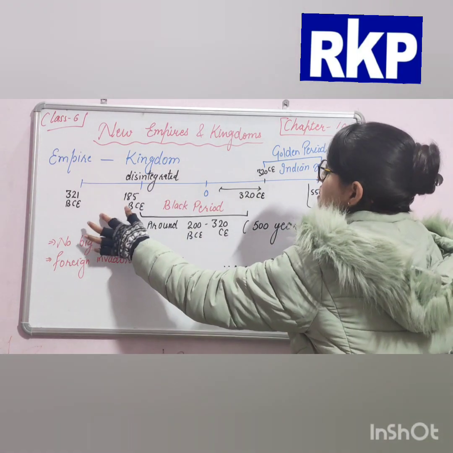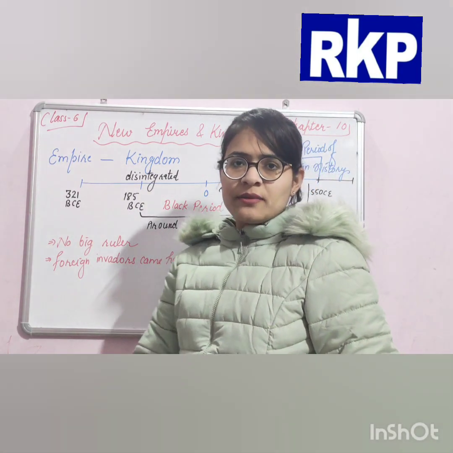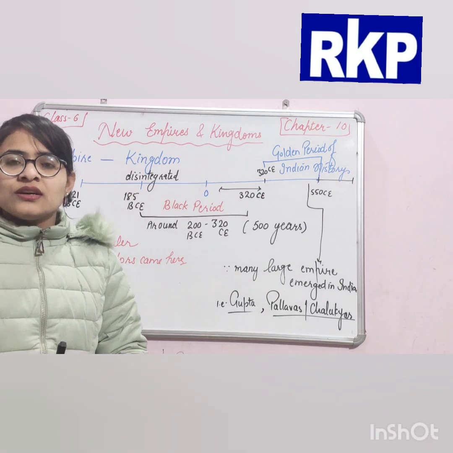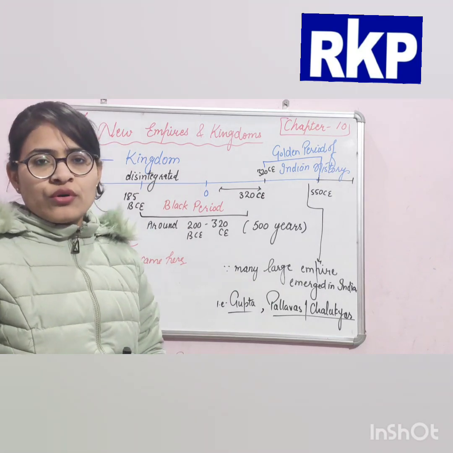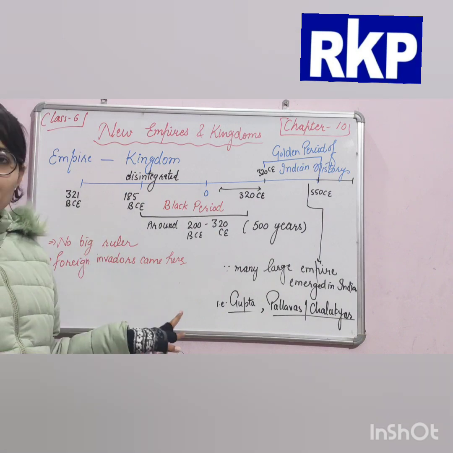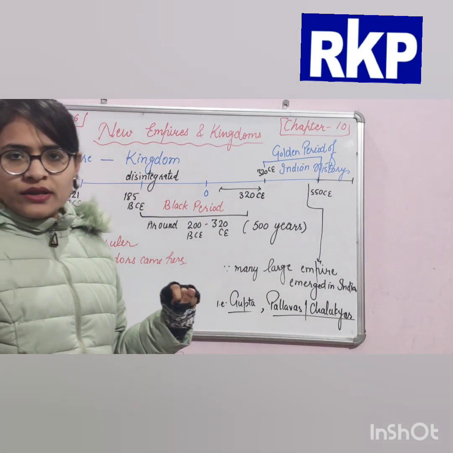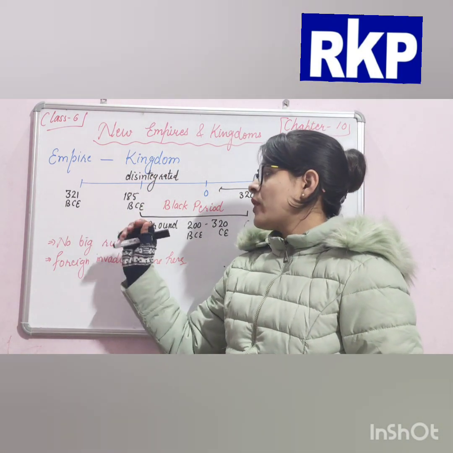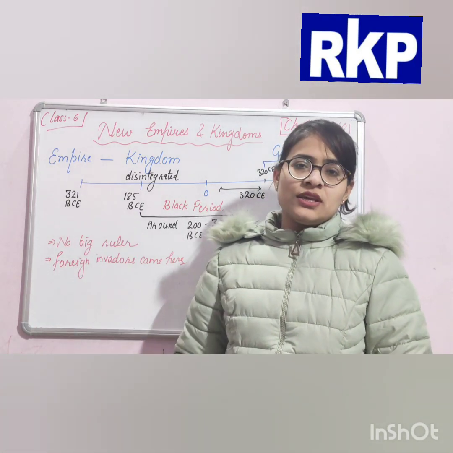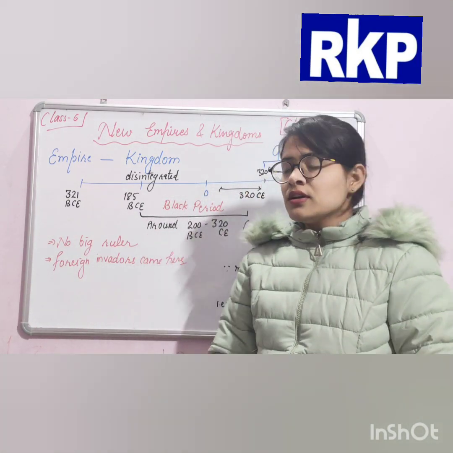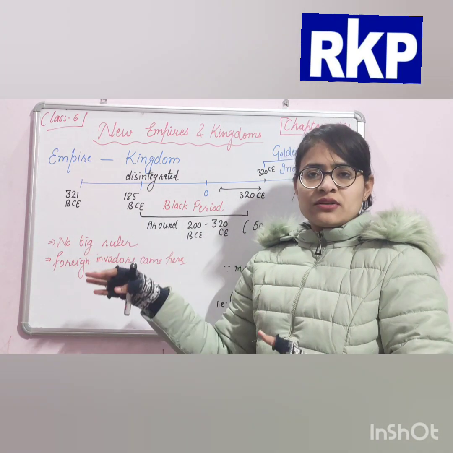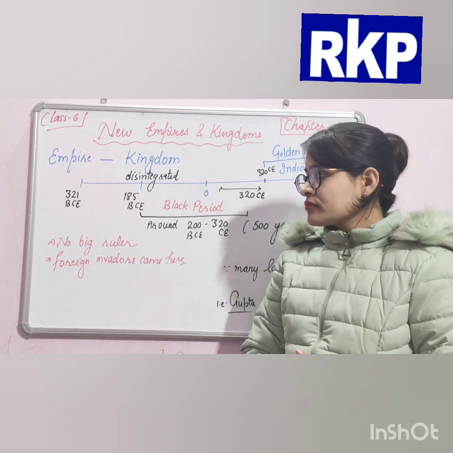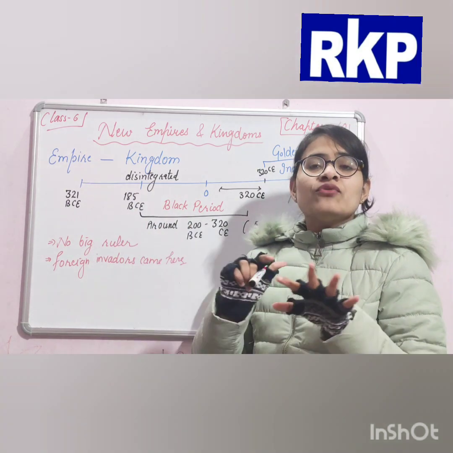So this is our timeline. In the video of the Bridge Course of History, we discussed this timeline. Earlier the time used to go backward. And I told you that the Mauryan Empire's time period was 321 BCE to 185 BCE. What is the meaning of BCE? BCE means before the common era, before the birth of Jesus Christ. So before 0, the time was going backward.